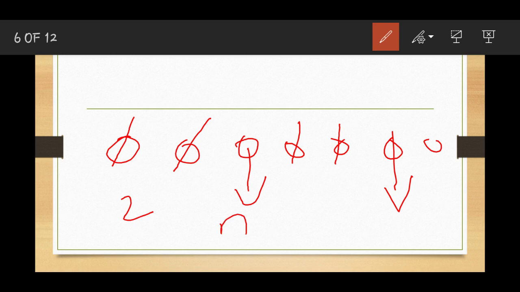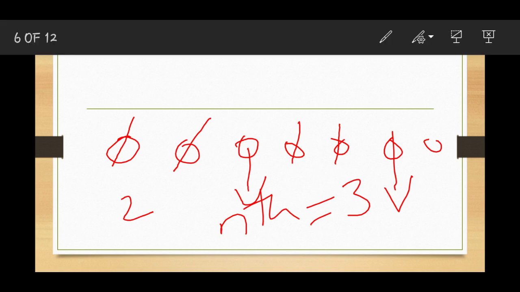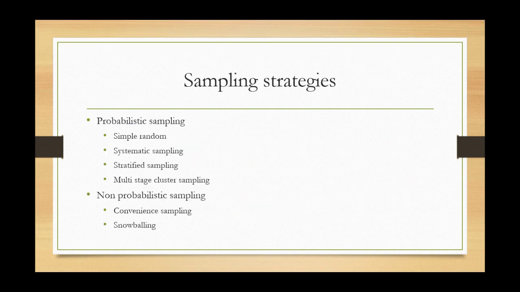After every nth individual you select. So this nth is a matter of deciding. You can select, let's say, after 3 individuals, or you can select after 4 individuals, or after 2 individuals, etc., etc. So that is systematic sampling.